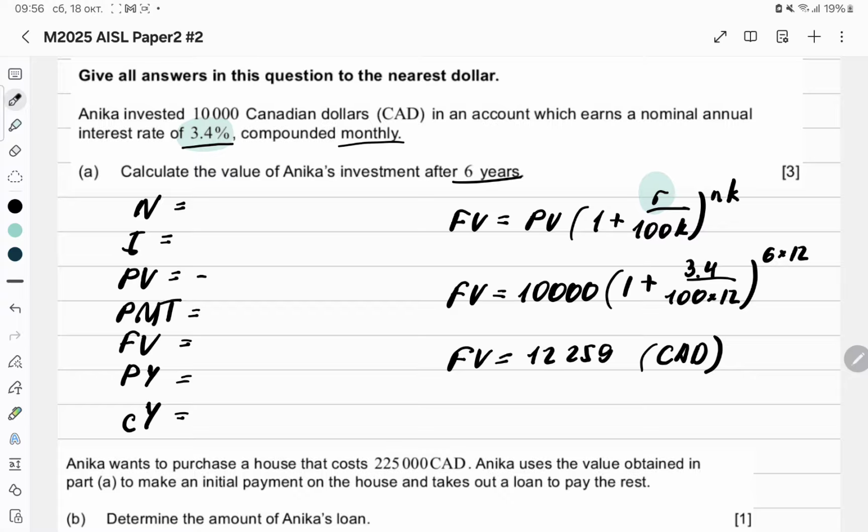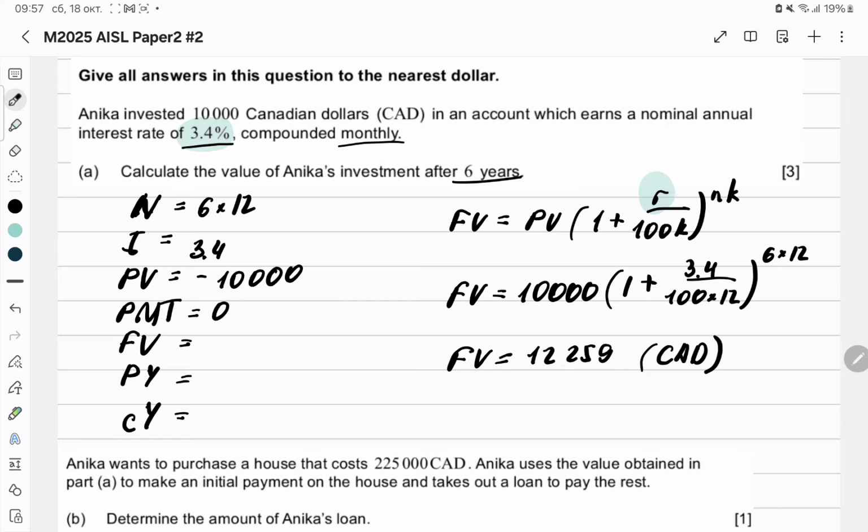The second option is to use the calculator. So N, capital N here in the calculator, is the total number of compounding periods. So we know that it is 6 years times 12 times each year. Interest rate is 3.4. The present value is 10,000 Canadian dollars. It's negative 10,000 Canadian dollars since we're giving the money. So that's why it is minus $10,000 from our budget. Monthly payment is not mentioned anywhere, that's why it's 0.